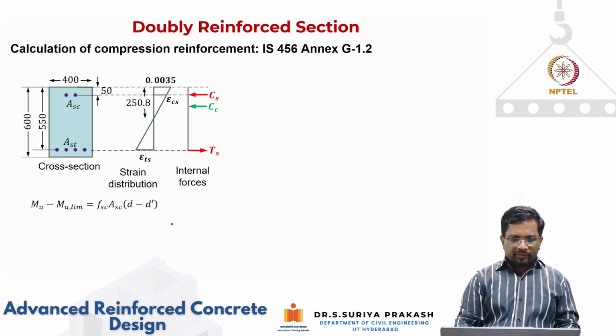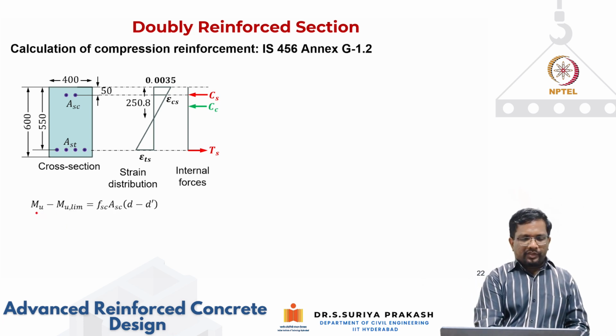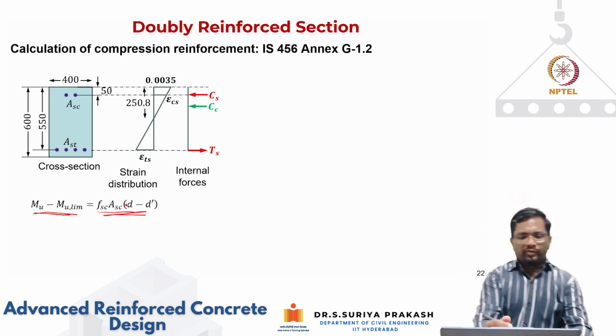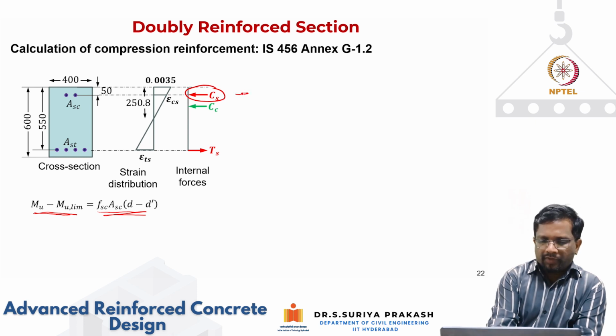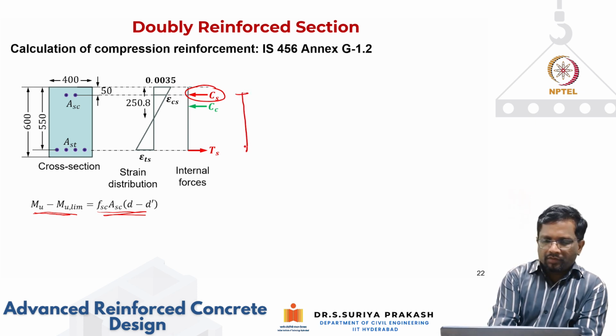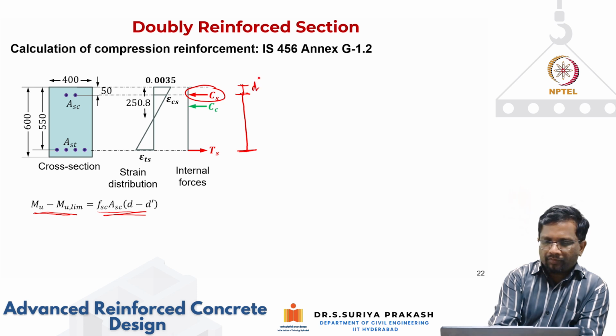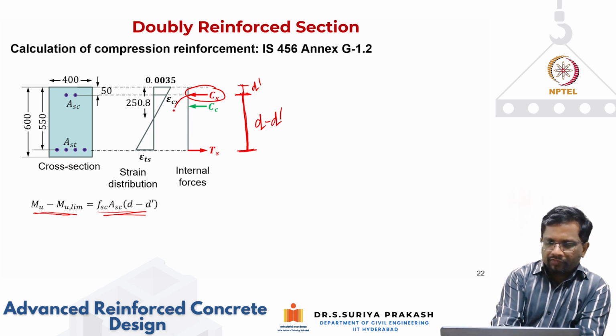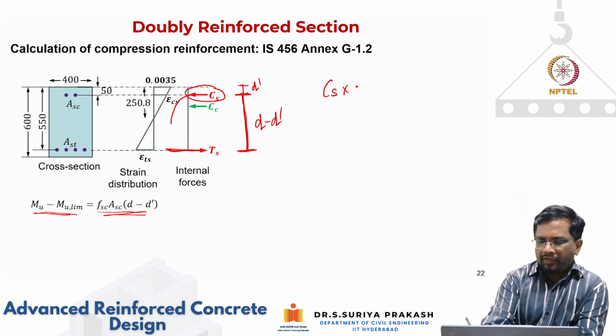As we have explained, the first thing is we see what the expression is. This additional moment resistance has to be given by this force multiplied by this overall lever arm. When I take moment, this distance is d prime, and from here to here it is d minus d prime. So when I take moment of this force about the tension side, it is going to be Cs multiplied by d minus d prime.